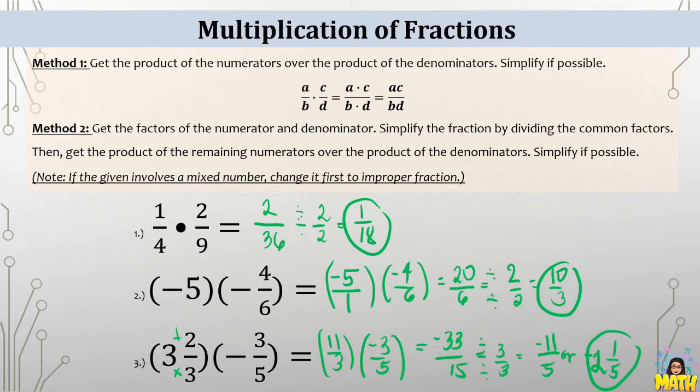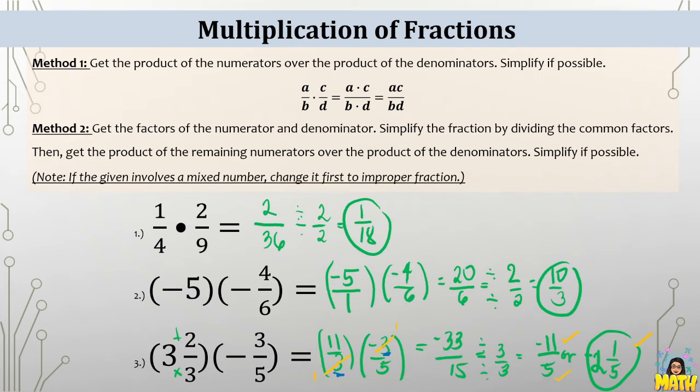between numerator and denominator. For example, sa number 3. Notice that we have 11 over 3 and negative 3 over 5. Here we have the common factor of the numerator and denominator equal to 3. We can cancel this one and put 1 here because 3 divided by 3 is 1, and then multiply the remaining numerators. 11 times negative 1 is negative 11. 1 times 5 is 5. And you will have the same answer.